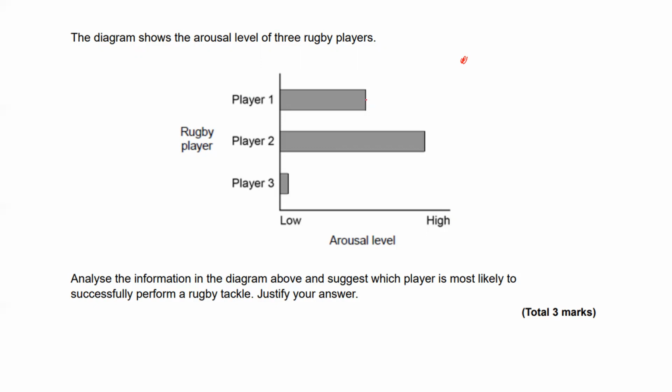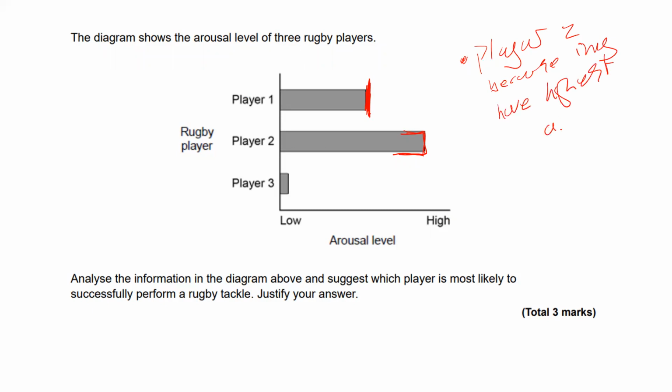There's always a middle option, okay? And there's a certain way of getting the marks to go with the middle option, but that's not the easiest way to get the marks. So the easiest way is going to go for the extreme one, probably the more obvious one. And that's, in this case, player 2, because they have the highest arousal.